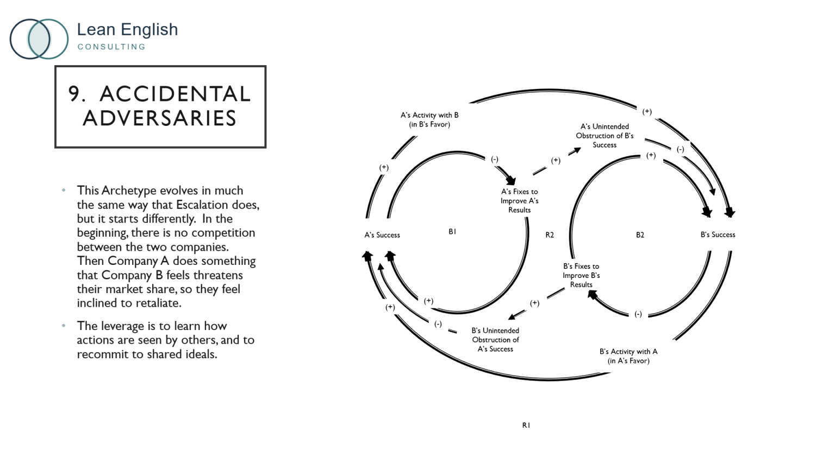The animosity he feels could have been avoided if the project sponsor had approached him first to make him a part of the solution. Companies find leverage by learning how actions are seen by others and to recommit to shared ideals. One way forward is to use the Socratic method of instruction to make the manager believe he came up with the idea for the improvement himself.